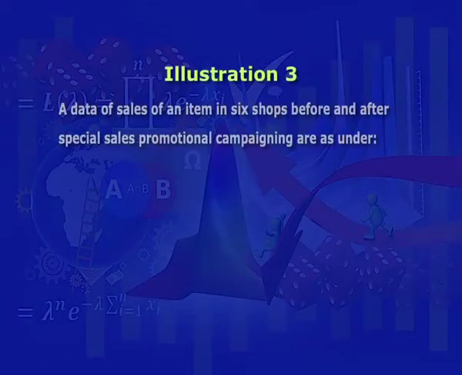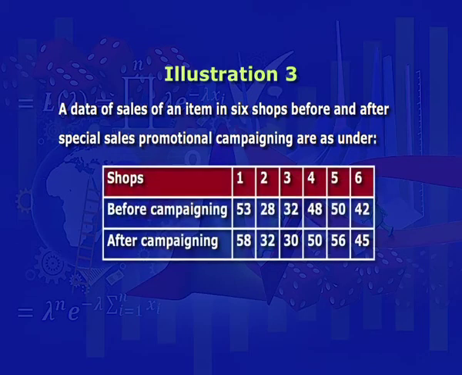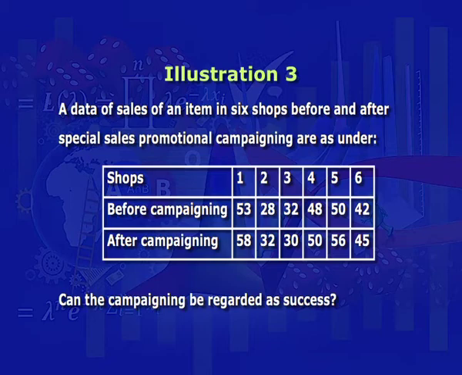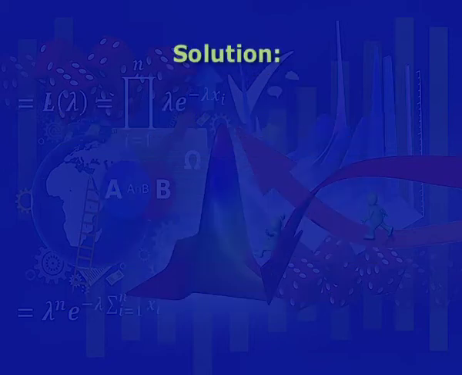Illustration 3. A data of sales of an item in 6 shops before and after special sales promotional campaigning are as under. Shops 1, 2, 3, 4, 5, 6. Before campaigning, the values are 53, 28, 32, 48, 50 and 42. After campaigning, in the same shops, the values are 58, 32, 30, 50, 56 and 45. Can the campaigning be regarded as success? Let us see the solution.